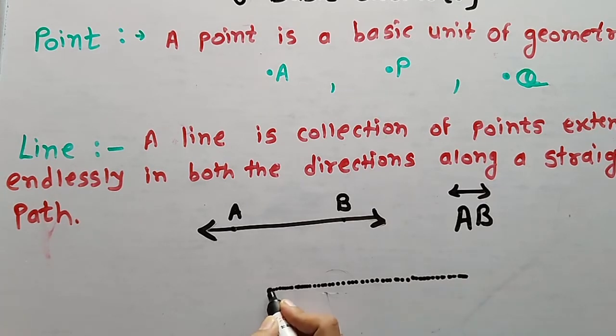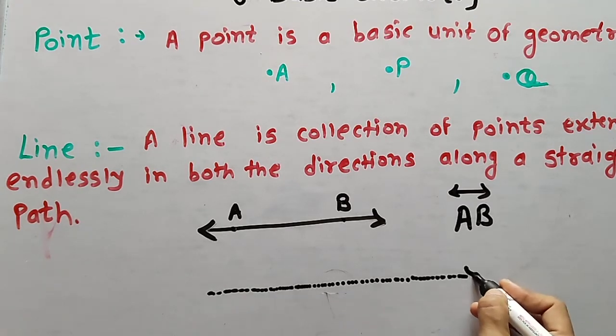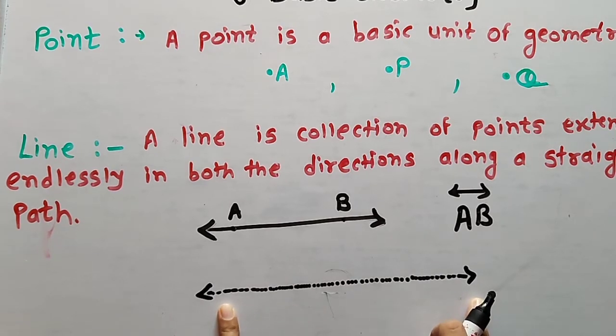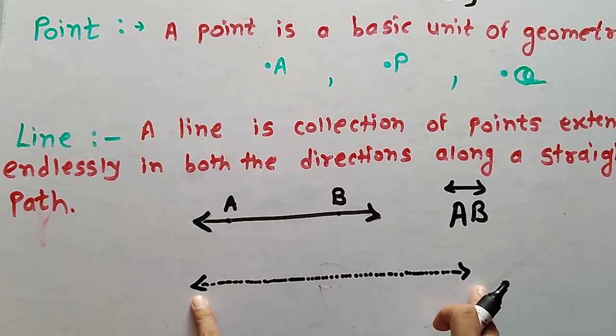This right hand side also and left hand side also, along a straight path. This is a straight path. This arrow means go endlessly. Here is no limit. It goes endlessly in both directions.